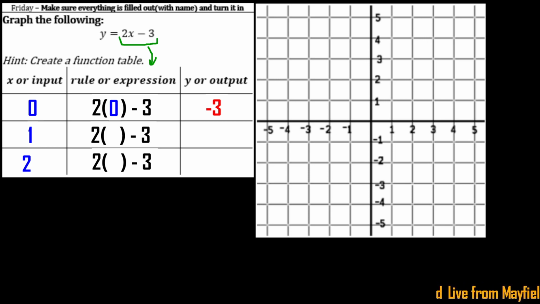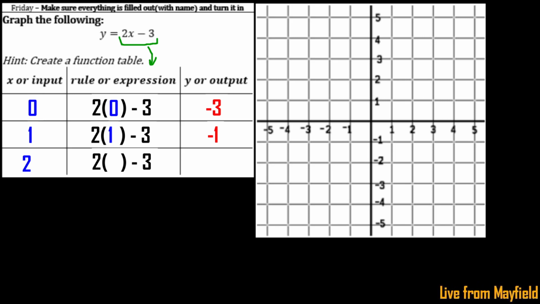I plug in my x value of 1, and so I say, all right, if x equals 1, I have 2 times 1 is 2. 2 minus 3 is -3. So my ordered pair would be 1, -3. Or excuse me, let's try it again. The ordered pair would be 1, -1.